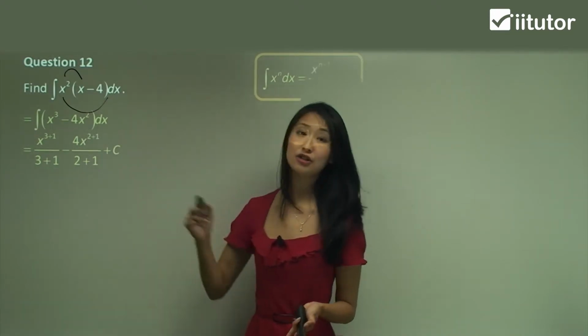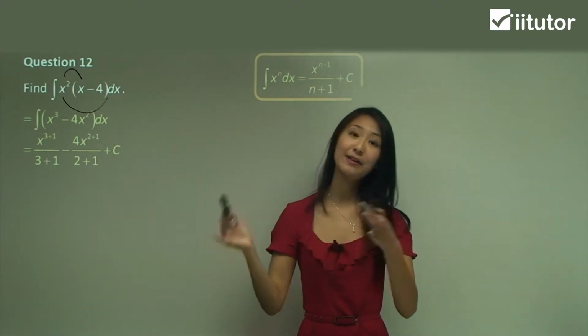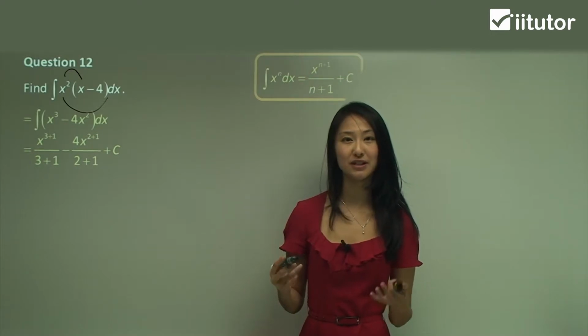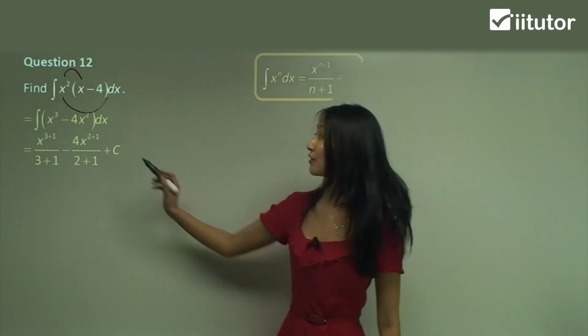Notice how we're not doing the step where we take the 4 out and then bring it back in, because we can also just imagine that in our minds where we're already just doing that.